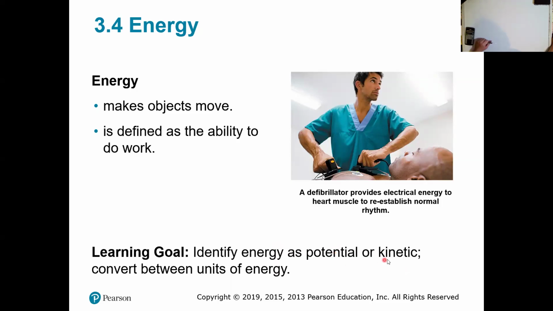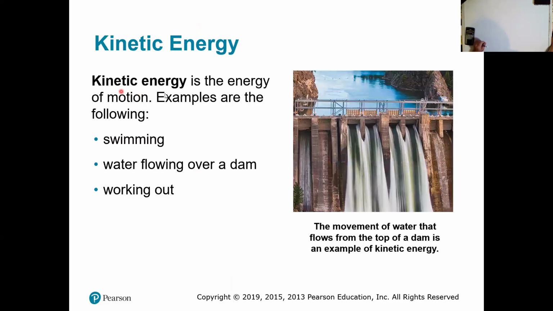There's two main types of energy that we're going to look at, potential and kinetic. Kinetic energy is considered the energy of motion. Anytime something is moving, it has kinetic energy. So all of these are examples of kinetic energy: swimming, water flowing over a dam, working out. These all involve movement, so they all involve kinetic energy.